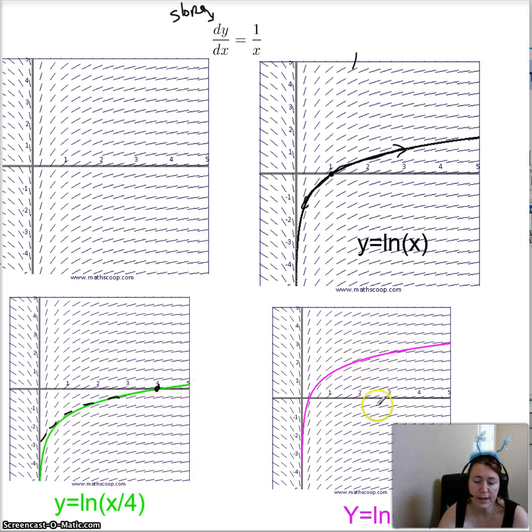Now you see how it changes if instead of log x over 4, I use log of 4x, then my 0 is back here at a quarter. It shifts where it is, but it doesn't change the fundamental shape, and that's what you can see as you look at these slope fields. You're going to get really good at looking at these later.